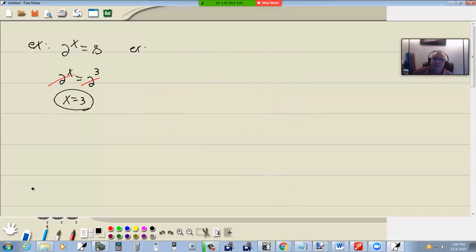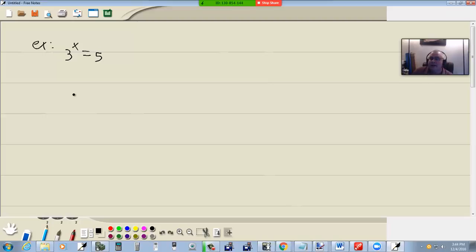Now there's some problems that you cannot work with equality of exponents. Consider this exponential equation. Exponential equation is where you got a variable in the exponent. 3 to the x is equal to 5. There's no way I can take the 5 and rewrite it as 3 to a power. I can't focus on both sides and rewrite them as the same number to a power.